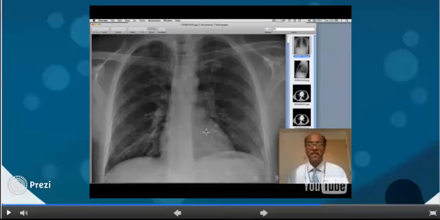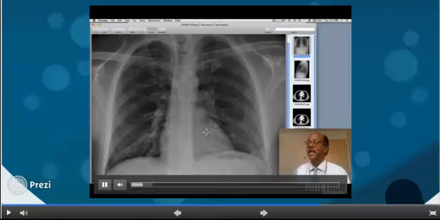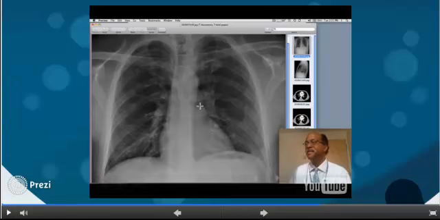Three cases of pulmonary embolus and their manifestations. This is a patient that comes in with pleuritic chest pain. Can you tell which side it's on? Well, we had trouble with it. It isn't an easy case.